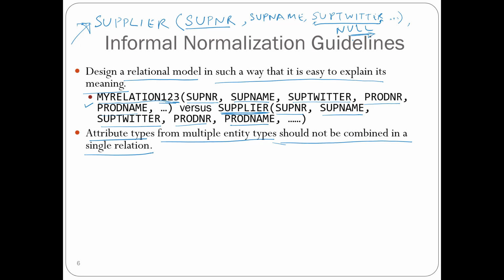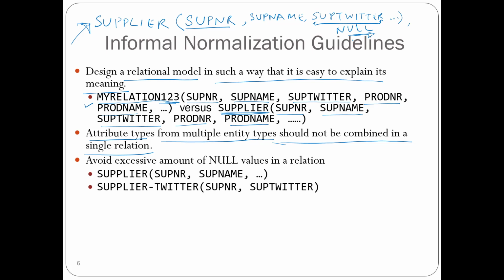One relation with the supplier and the supplier's Twitter information only, and the other relation with the supplier and the attribute types where we have data for almost all the suppliers. Okay, so now let's discuss the same concept in the next bullet: avoid an excessive amount of null values in a relation. And for that we have the same example of supplier.